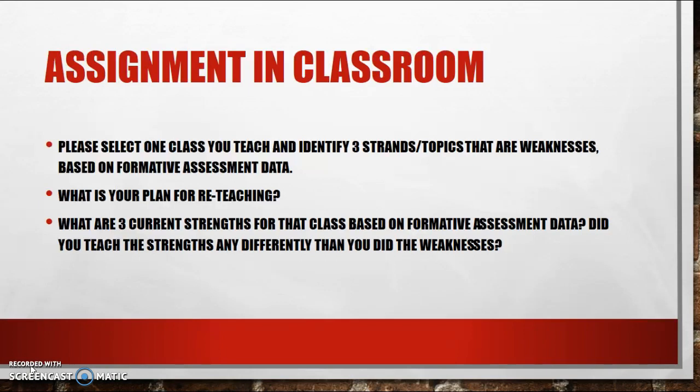So your assignment in Google Classroom is to select one of the classes that you teach. It could be a specific content area. I know some of you teach multiple preps at the secondary level, so just pick one class. You don't need to do it for every class for my purposes. And just identify 3 strands, topics that are weaknesses based on your formative assessment data. And tell me what data you're using to identify those strands.